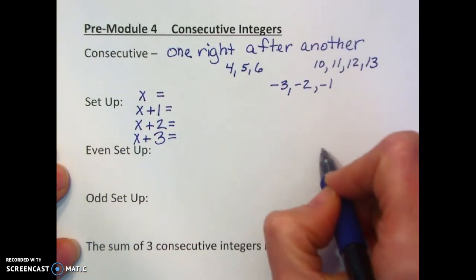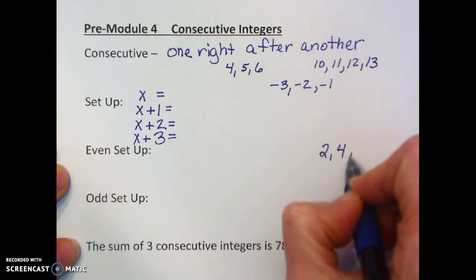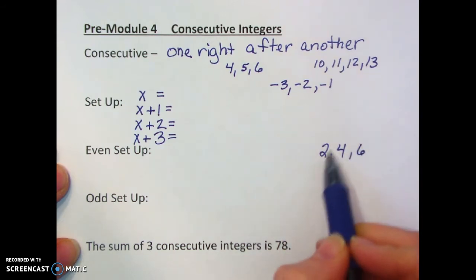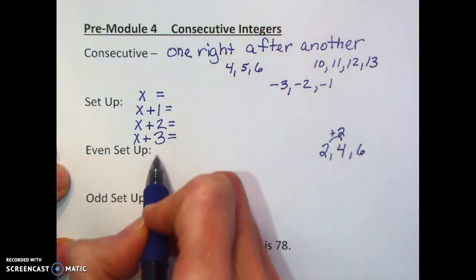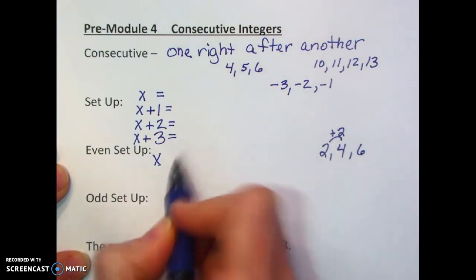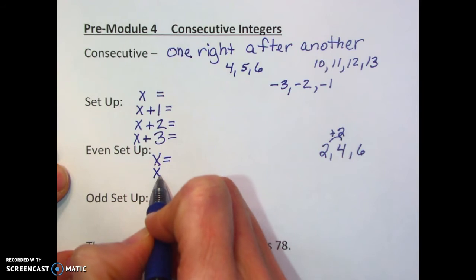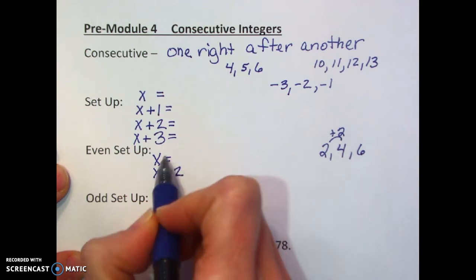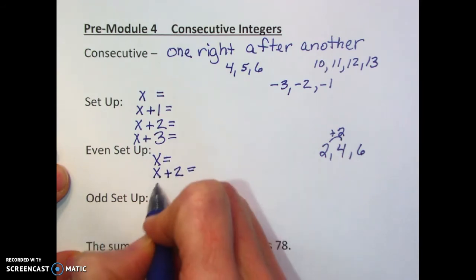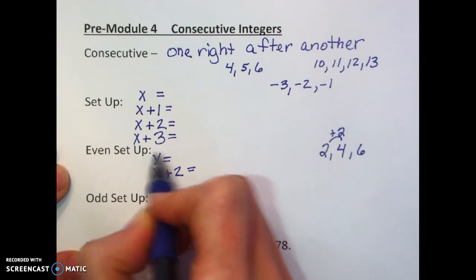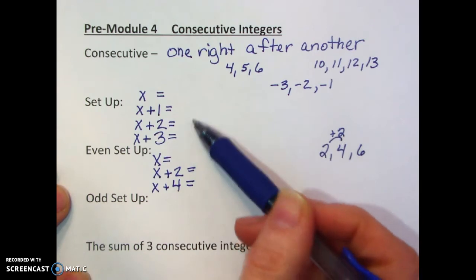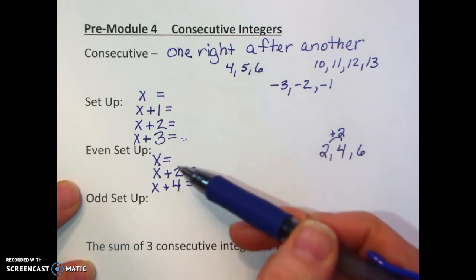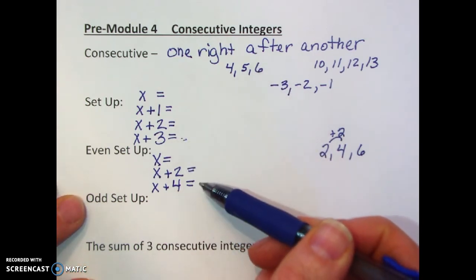Now, if you have an even setup or an odd setup, when you go from one number to the next, let's think about this, 2, 4, 6. To go from 2 to 4, you have to go up 2. So if you have an even number, the next even number would be that number plus 2. And the one after that would be that number plus 4. So our even setup is x, x plus 2, x plus 4.